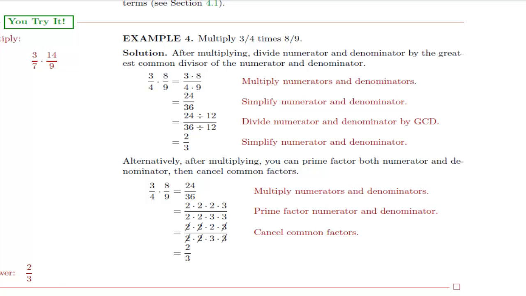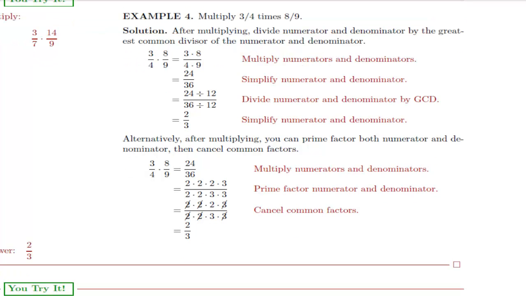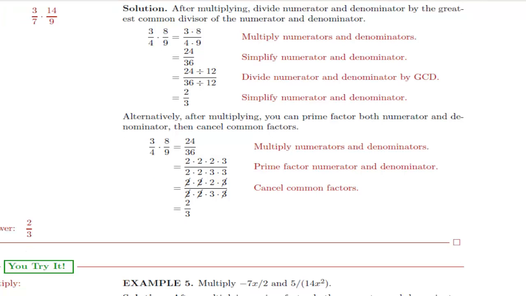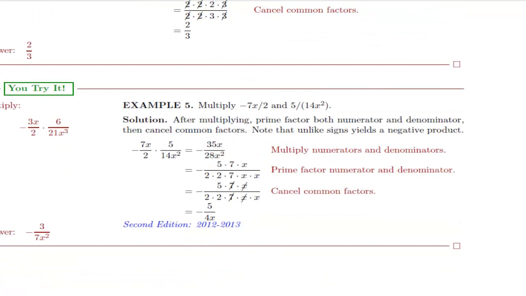Alternatively, after multiplying, you can prime factor both numerator and denominator, then cancel common factors. Once we multiply, we get 24 over 36. The prime factors of 24 are 2, 2, 2, and 3. And the prime factors of 36 are 2 times 2 times 3 times 3. The numerator and denominator have two 2's in common and a 3 in common, so we will cancel all these, and we're left with just a 2 in the numerator and a 3 in the denominator. The same result.